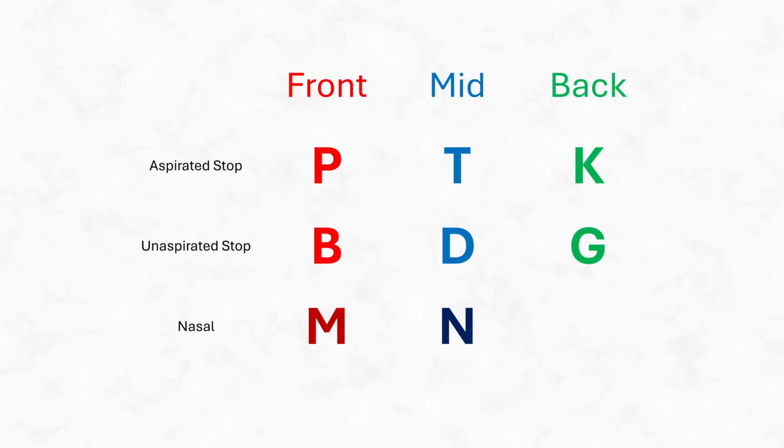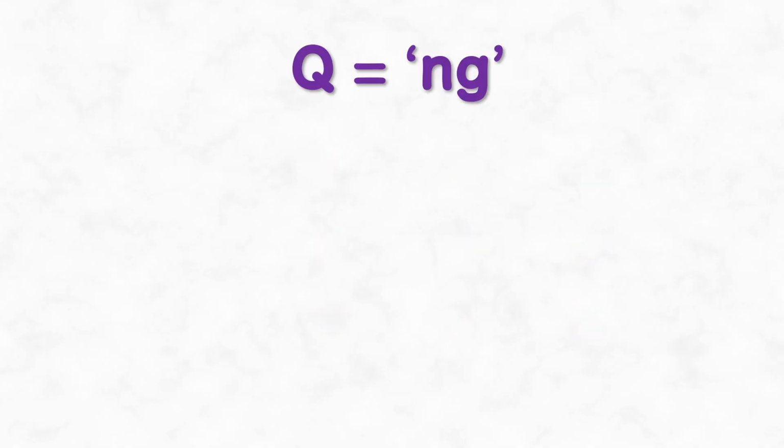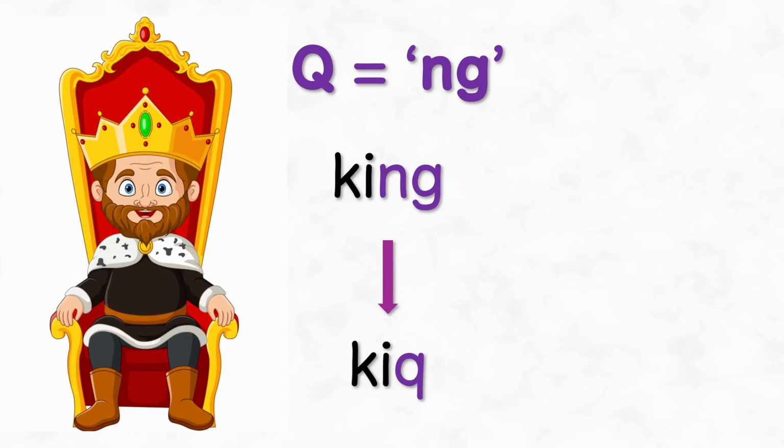That leaves our last letter, a Q. Now all Q is a shorter way of writing the letters NG. That's because ng is its own separate sound. For example, the English word king. We say king, not king.